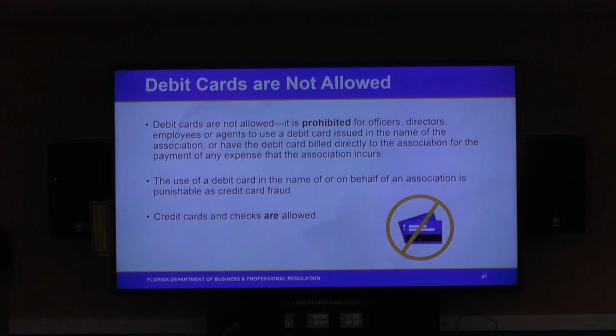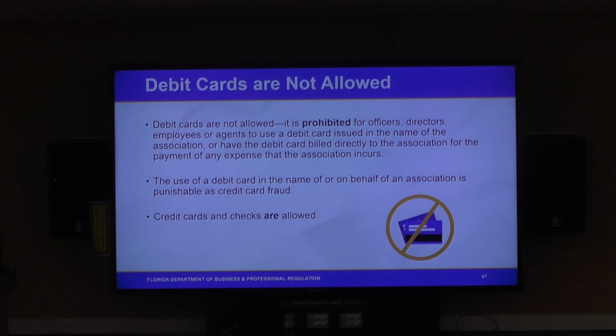Yes, debit cards are not allowed. It is prohibited for an official, director, employee, or agent to use a debit card issued in the name of the association, or have the debit card billed directly to the association for the payment of any expense that the association incurs. The use of a debit card in the name of or on behalf of an association is punishable as credit card fraud. Credit cards and checks are allowed.